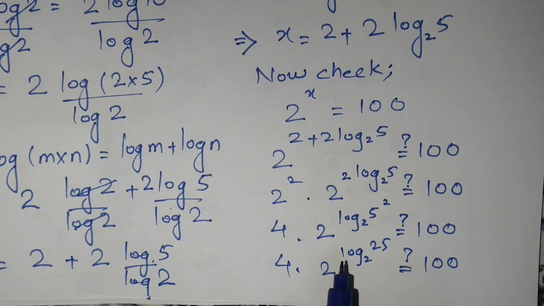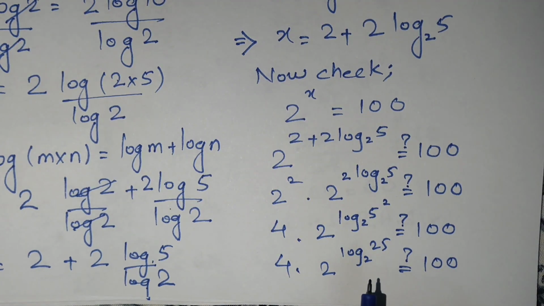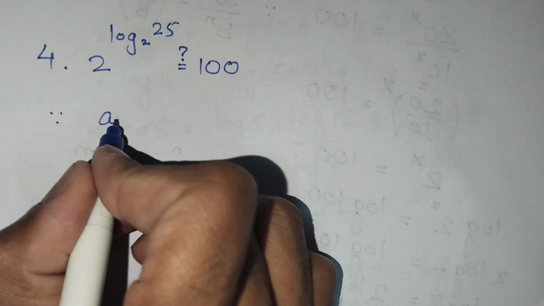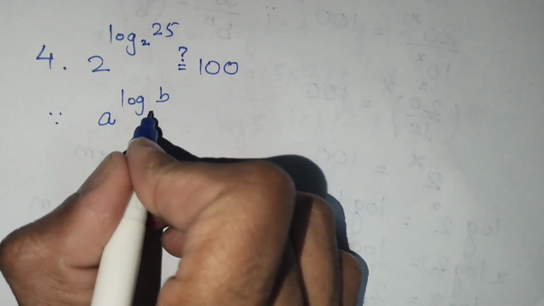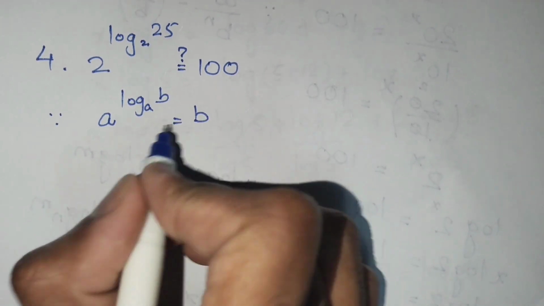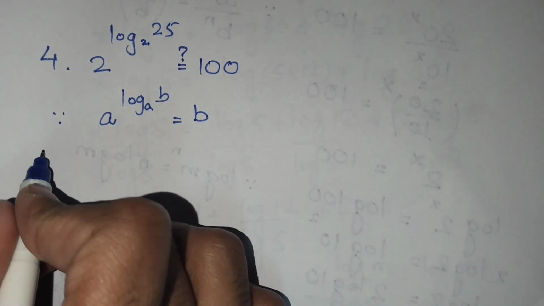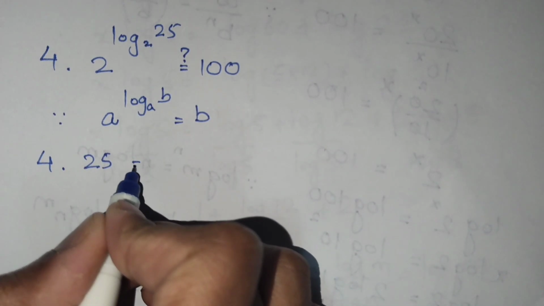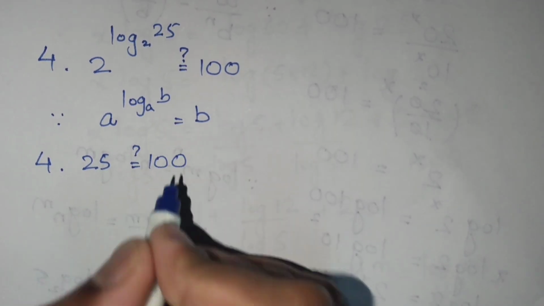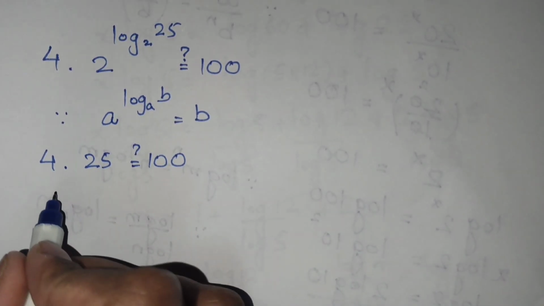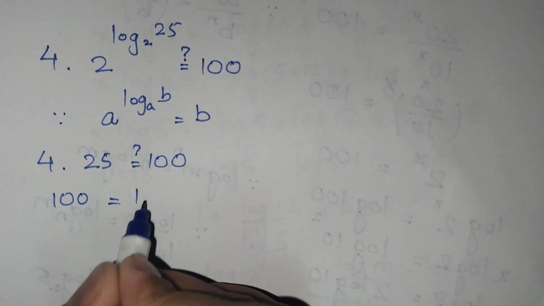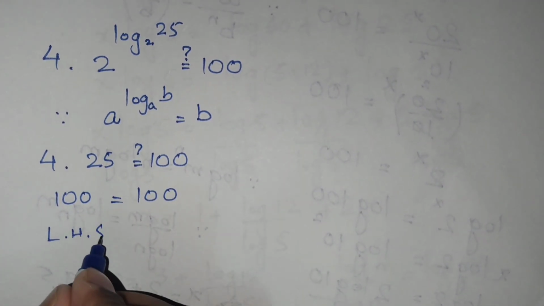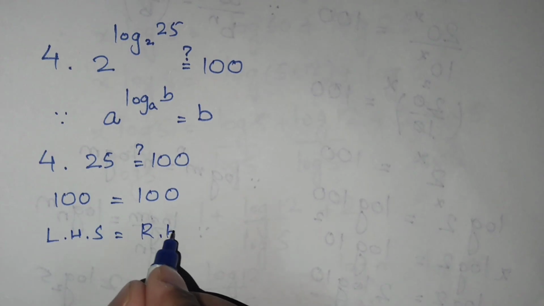The formula used here is a to the power log of b with the base a always equals b. Here a is 2 and b is 25, so it will be 4 times 25 equals 100. 4 into 25 is 100, so 100 equals 100, which means left-hand side equals right-hand side. So our value of x is totally correct.